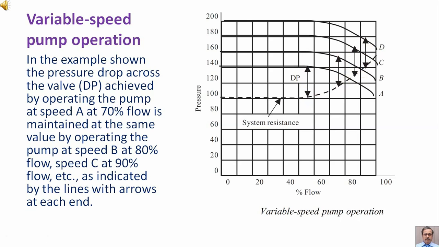Shown, the pressure drop across the valve dP achieved by operating the pump at speed A at 70% flow is maintained at the same value by operating the pump at speed B at 80% flow, speed C at 90% flow, etc., as indicated by the lines with arrows at each end.